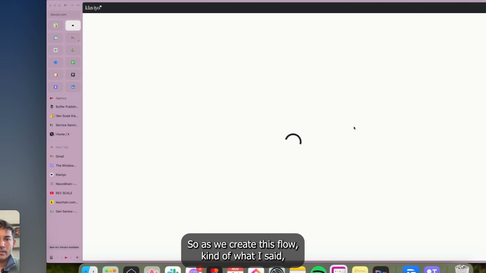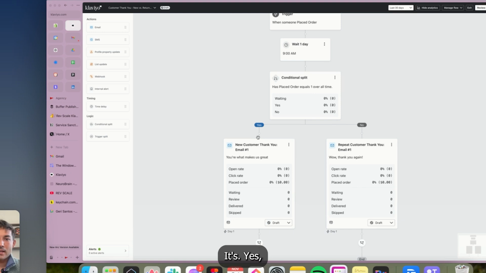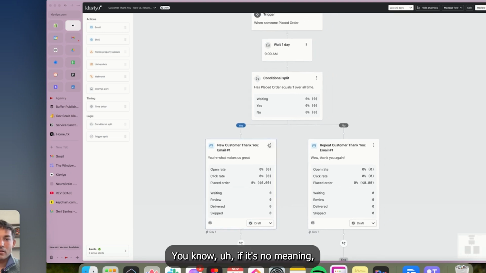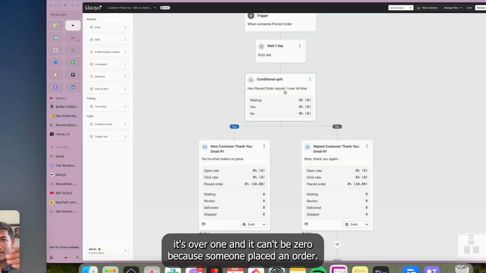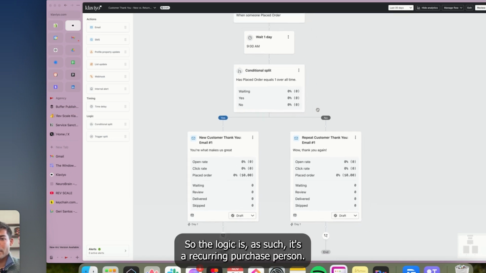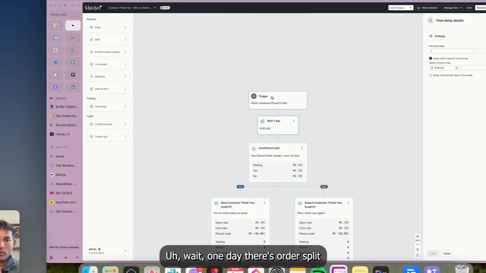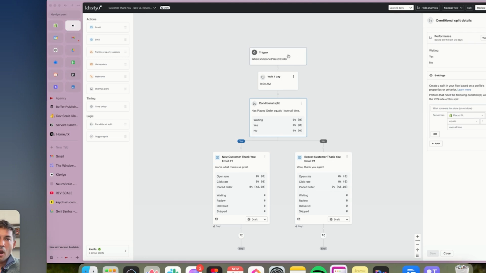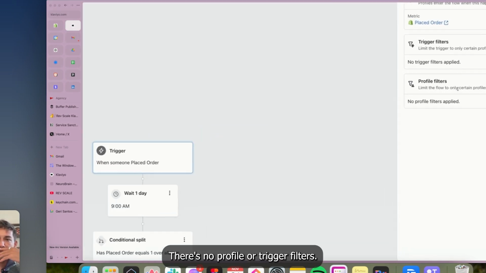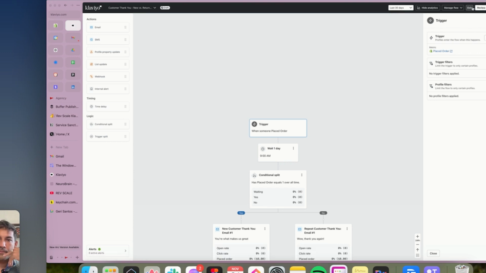So as we create this flow, kind of what I said, we have a split: has placed order equals 1 overall time. If it's yes, thank you. If it's no, meaning it's over one and it can't be zero because someone placed an order, right? So the logic is as such. It's a recurring purchase person. Wait 1 day. There's your order split on the trigger. There's no profile or trigger filters. It's just the place order metric, right?